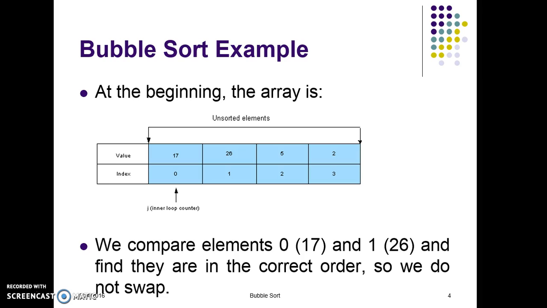In the first iteration of the outer loop, the first iteration of the inner loop, the variable j points to the first index 0, where the value is 17. Now I have to compare the first two elements, 17 with 26. The order should be that the first number is smaller than the second element. The order is correct because the first element is 17 and the second element is 26, so I don't need to swap.